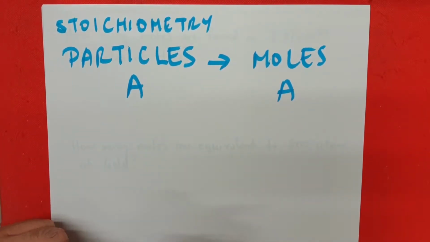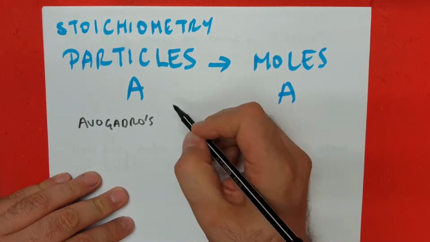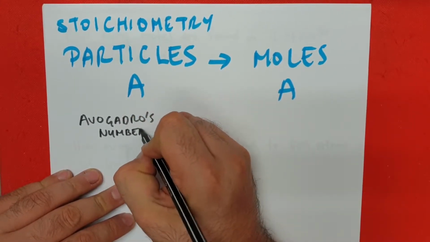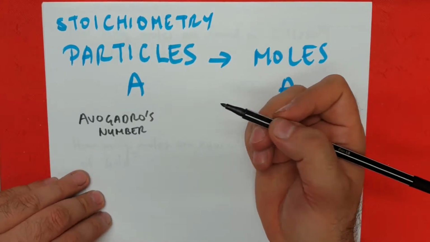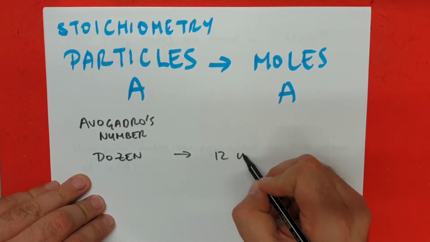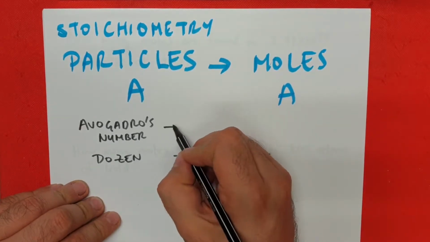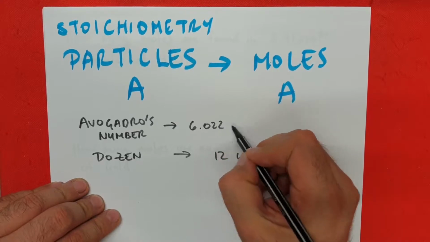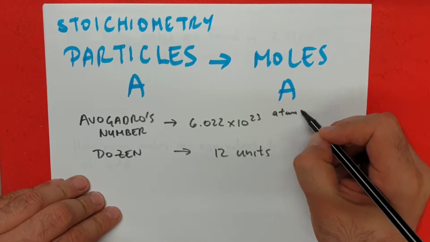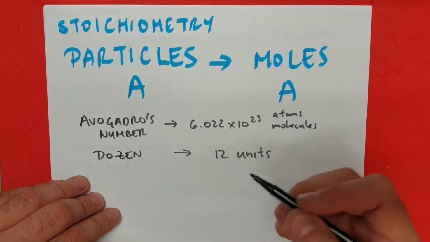So what we have to remember here is Avogadro's number, and Avogadro's number is quite important in inorganic chemistry, especially when we're talking about stoichiometry. And we need to know that Avogadro's number is a counting unit. It's like saying a dozen. So a dozen is equal to 12 units of anything, right? So a dozen watermelons, a dozen apples, a dozen grapes, etc. But Avogadro's number is equivalent to 6.022 times 10 to the 23rd, so that's a huge number of atoms or molecules. Okay?